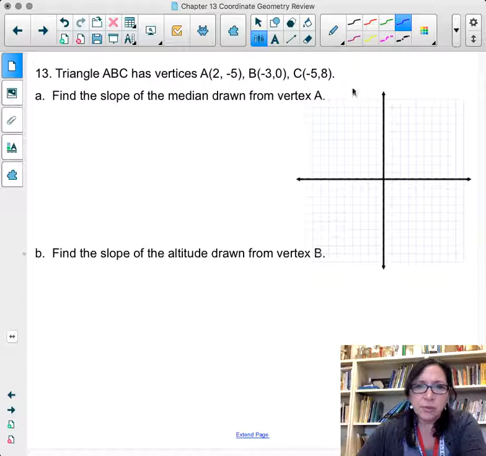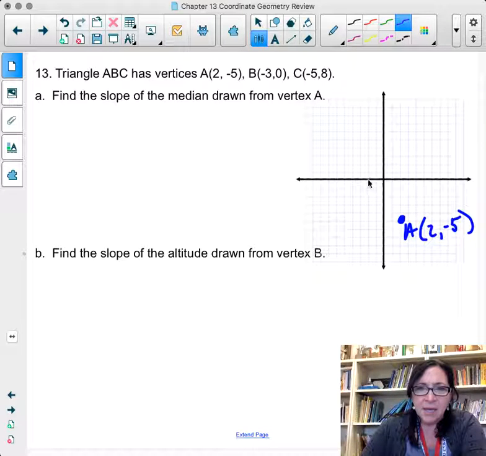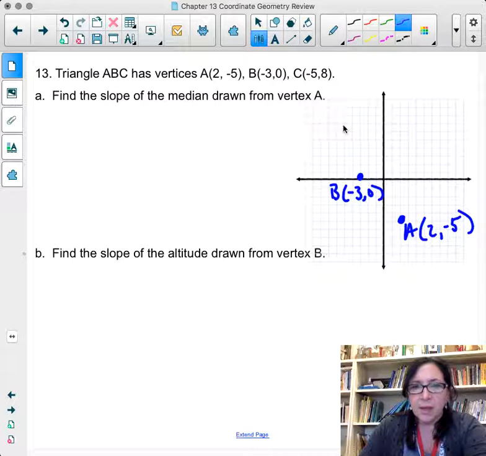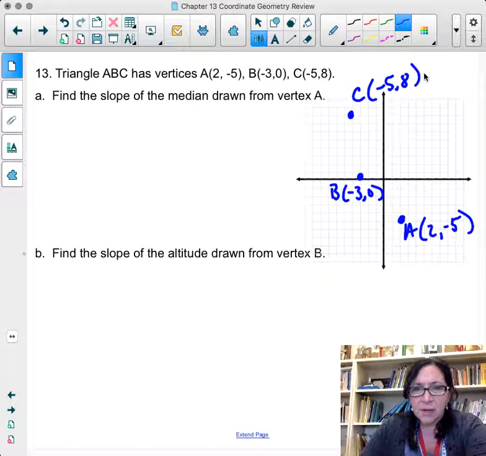The triangle has vertices 2, negative 5. So 2 over and down 5. So 1, 2, 3, 4, 5. Here's 2, negative 5. So A is 2, comma, negative 5. B is negative 3, 0. So here's B, which is negative 3, comma, 0. And C is negative 5 over, up 8. So that's C, which is negative 5, comma, 8.